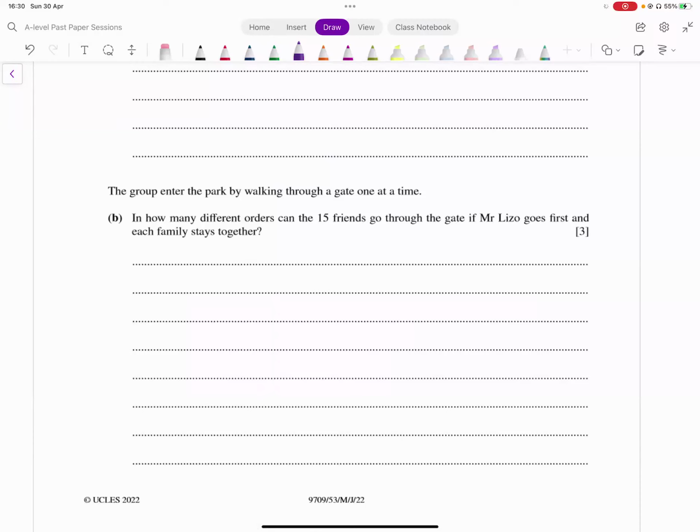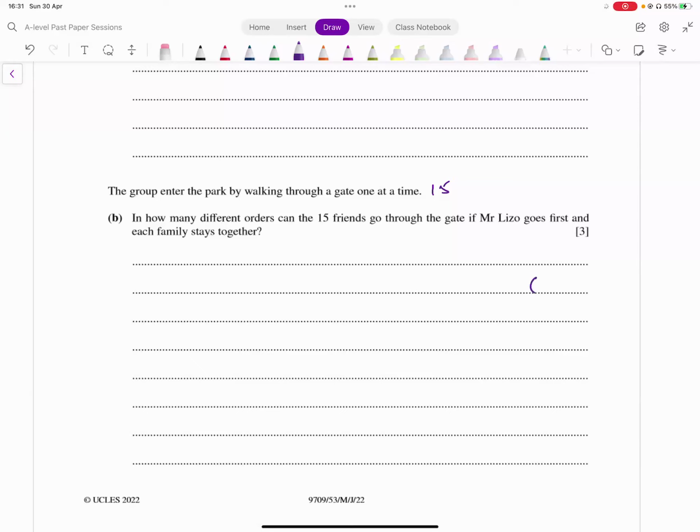Okay, there are 15 people, right? Remember? Now, in how many different orders can the 15 friends go through the gate if Mr. UU goes first and each family stays together? Okay, so now this is permutation, right? We're talking about order. The order is important here.